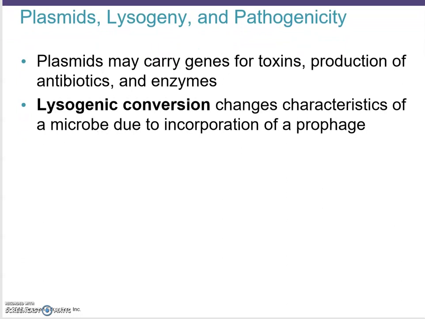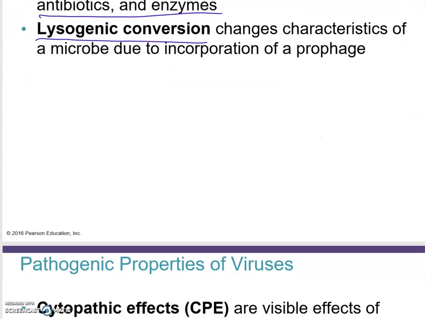So plasmids are small circular pieces of DNA, and they can carry genes for toxins, or alternatively, of course, the production of antibiotics and other enzymes. Potentially a plasmid could produce a toxin that then causes toxic cellular effects. Lysogenic conversion would be a change in characteristics of a microbe due to the incorporation of a prophage. So basically here we have pieces of genetic information that can cause the problems.